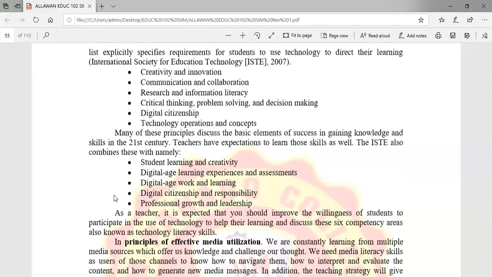So the ISTE also combines this, namely, student learning and creativity, the digital age learning experiences and assessments. A third is digital age work and learning. Fourth is digital citizenship and responsibility. And lastly is professional growth and leadership. So those are the skills the teachers would receive on this technological utilization.